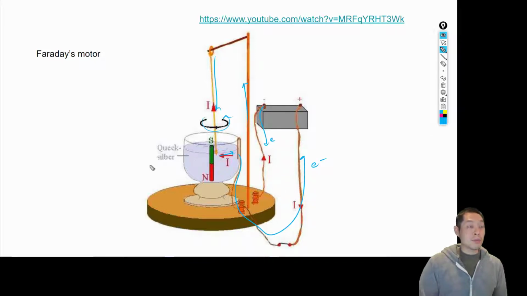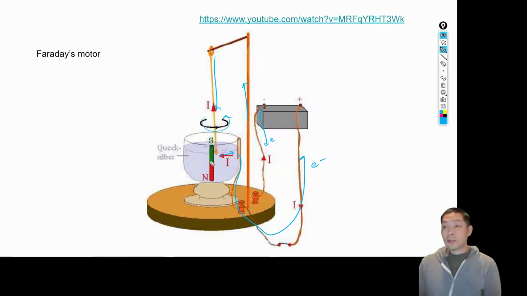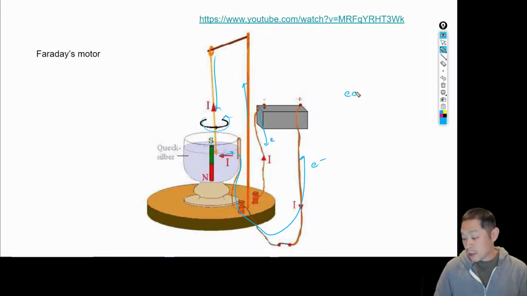So as current is going through, it creates a magnetic field. That magnetic field is going to make this physical wire rotate or dance around the permanent magnet that's inside. So he was the first that converted electrical energy into mechanical, and that's very important.